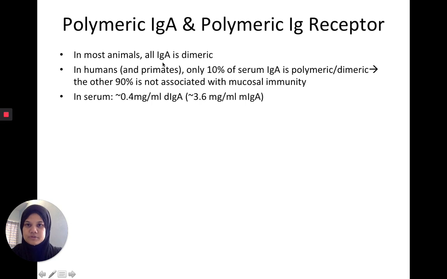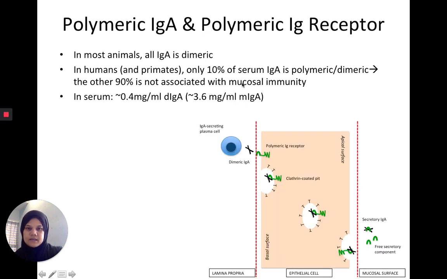One thing you might want to appreciate is that in most animals, most of the IgA made is in a dimeric or polymeric form. But in humans and primates, about 10% of it is polymeric or dimeric, and the rest is monomeric. And the monomeric forms are not really associated with mucosal immunity the way the dimeric and polymeric types are. So in the serum, you don't have a lot of this polymeric form in the body. And this shows again what I just explained. When you have the plasma cell secreting IgA at the mucosal surface, it will first bind to the pIgR, the polymeric Ig receptor, on the lamina propria side.